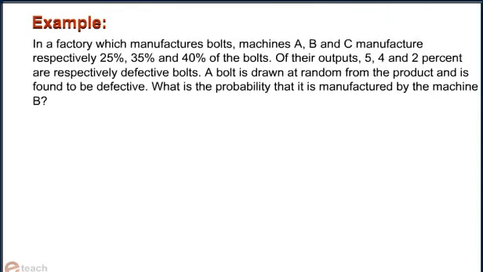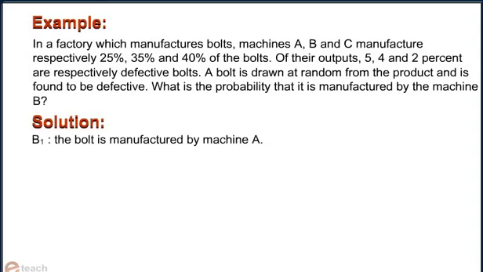Example: in a factory which manufactures bolts, machines A, B, and C manufacture respectively 25%, 35%, and 40% of the bolts. Of their outputs, 5, 4, and 2% are respectively defective bolts. A bolt is drawn at random from the product and is found to be defective. What is the probability that it is manufactured by the machine B?